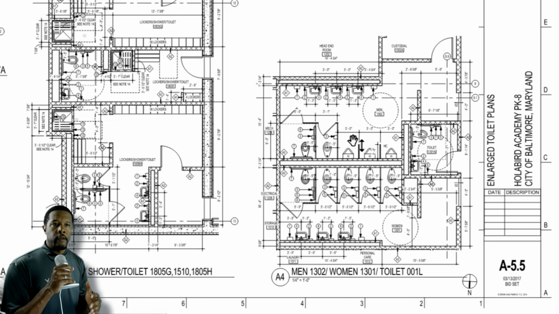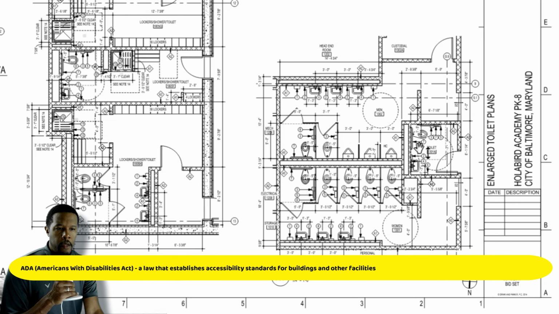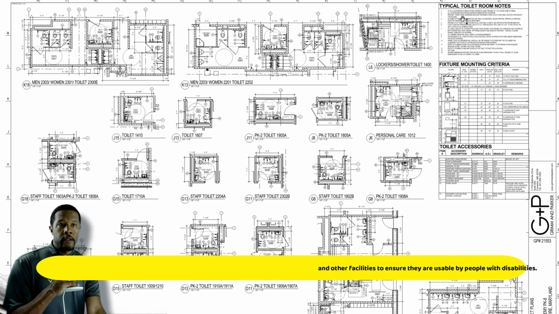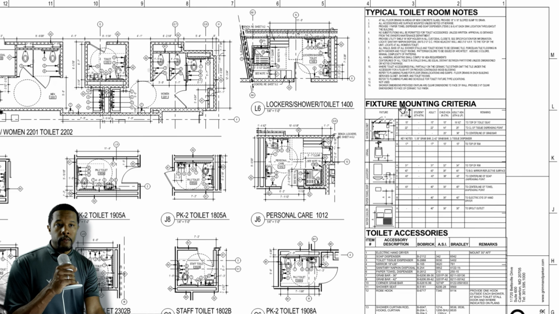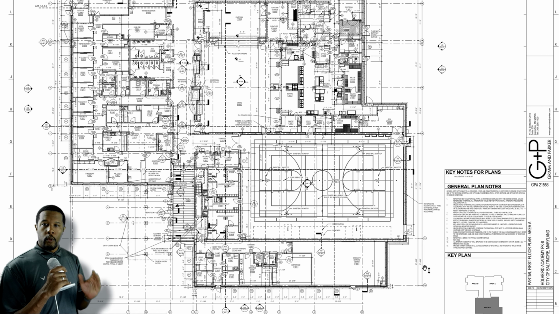This is really important for ADA, accessibility for people with disabilities. And so you can see that this sheet includes every single restroom in the building. There are typical notes for the toilet rooms, as well as a fixture mounting criteria, showing the plumbers who would be mounting the fixtures how high off the ground they must have it in order to meet the qualifications of the building code.